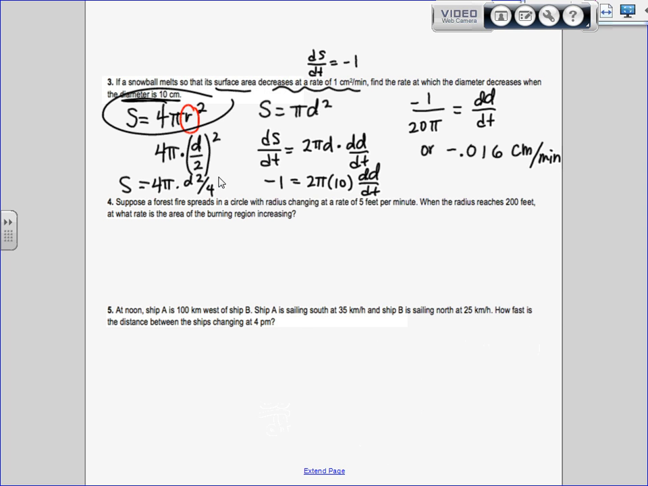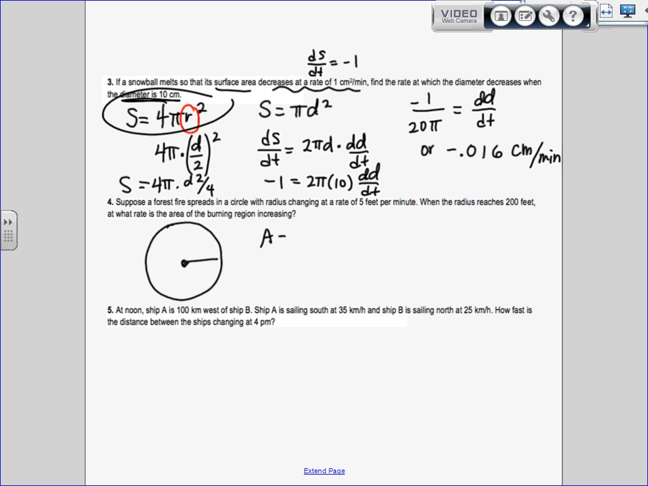Forest fire. So a forest fire spreads in a circle with a radius changing at a rate of 5 feet per minute. So it's a circle. Your radius is increasing 5 feet every single minute. When the radius reaches 200 feet, at what rate is the area of the burning region increasing?